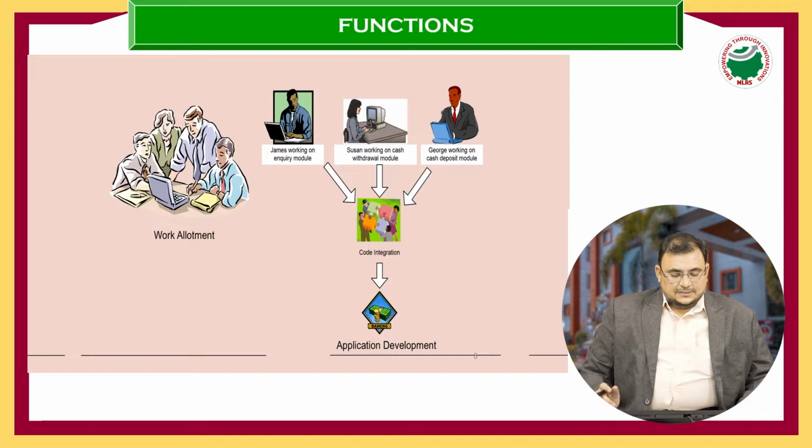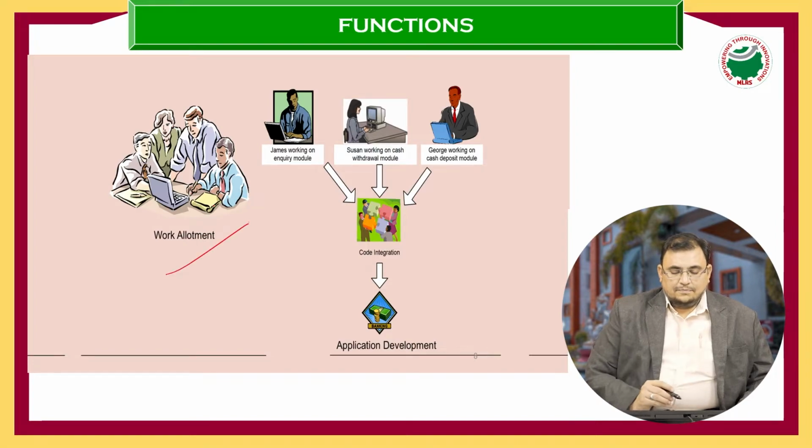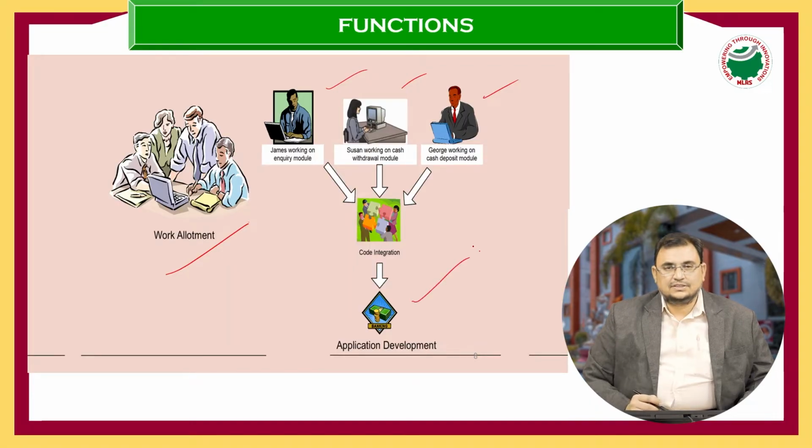So you can see this, a work allotment means a work is allotted to a group of people, and the individuals work together, and their solutions are given, and combined into one application. Then the application was released here. So here, this is the example for modularization.